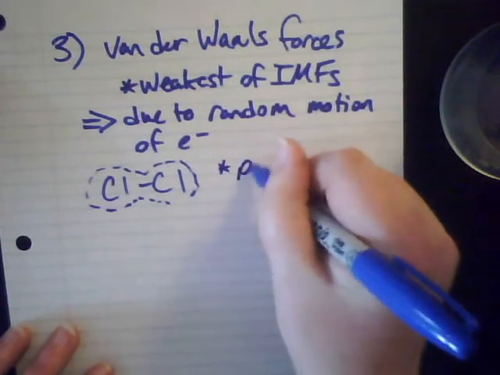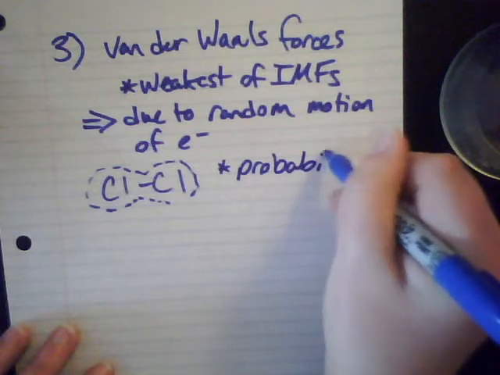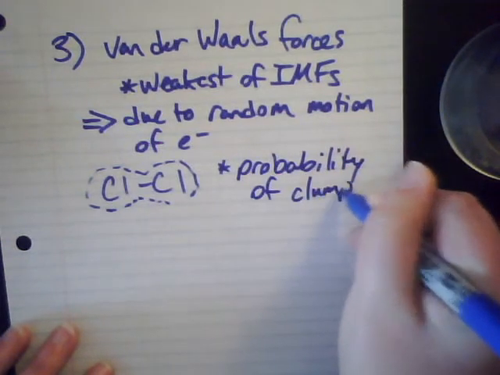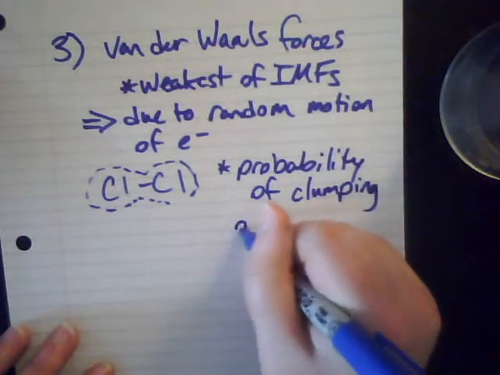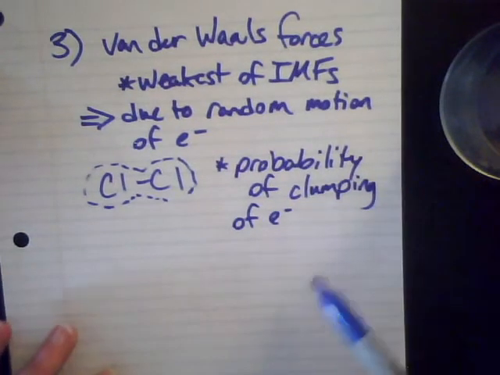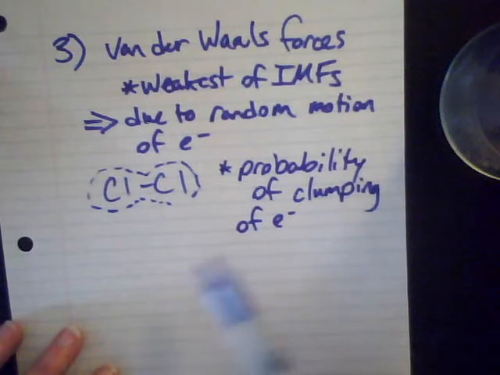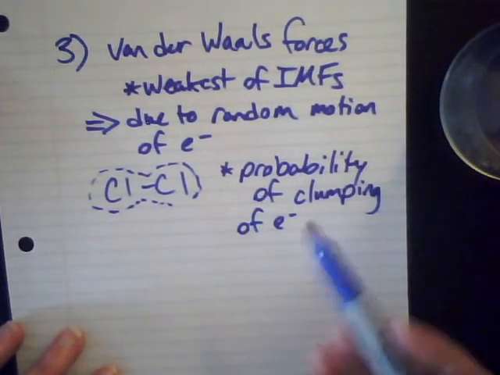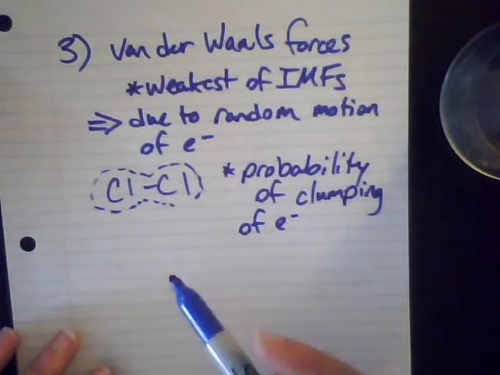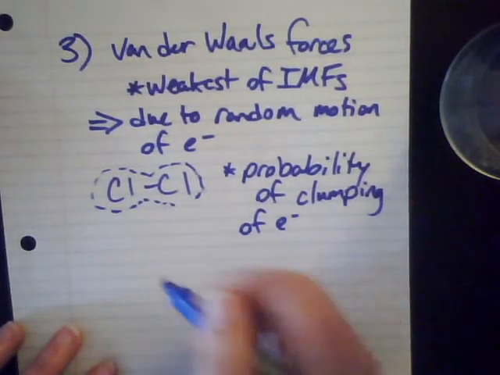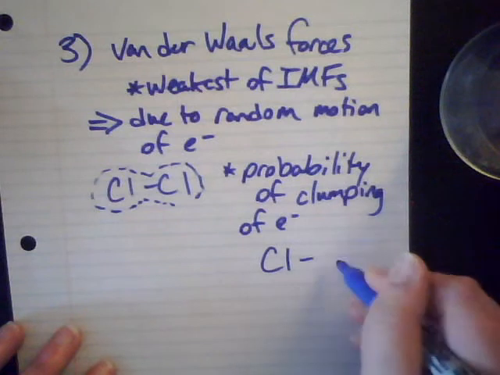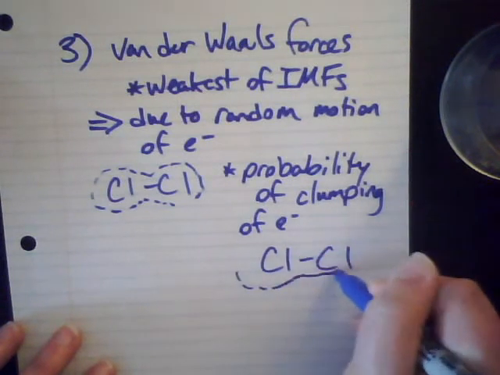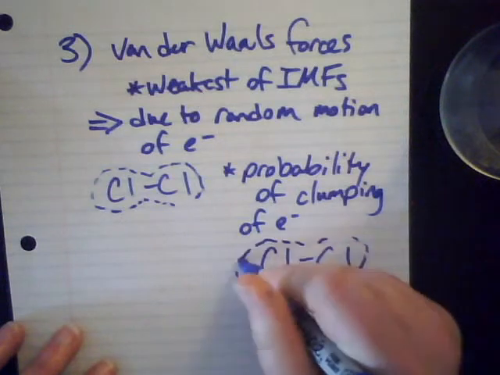So there's a probability of, I'm just going to call it clumping of electrons, which isn't necessarily a scientific term, but you kind of know what I mean. These electrons are in random motion. That's what kinetic molecular theory tells us. So at any given time, there could be a shift in this cloud. So it could look something like this, where we have these chlorines and maybe there's a little more of a bulge over here, a little less electrons over here.